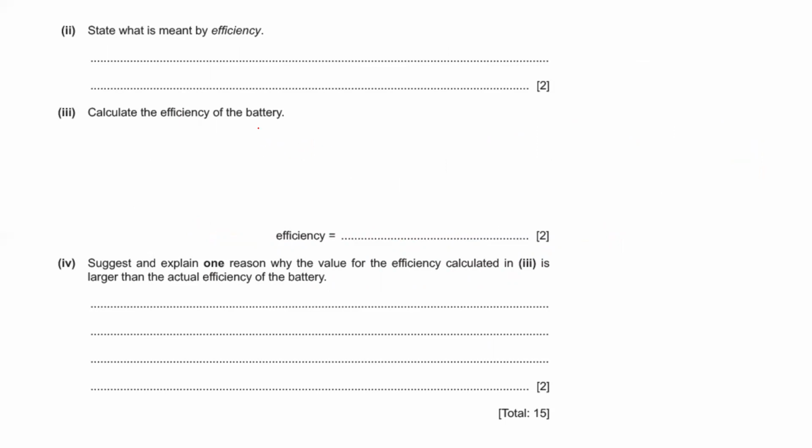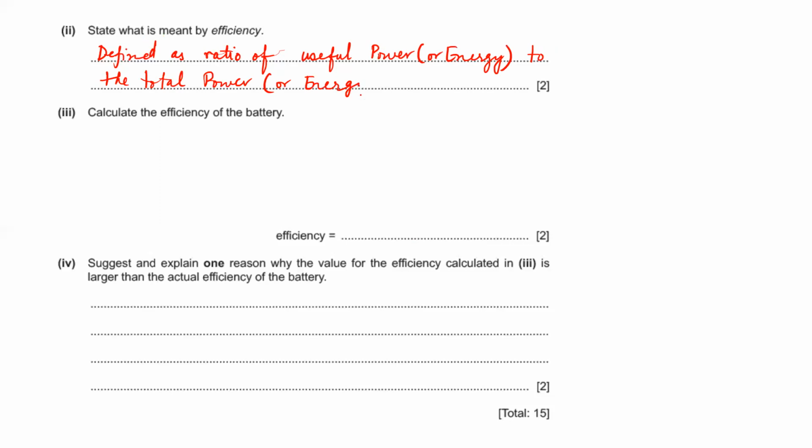Okay, so efficiency is basically defined as the ratio of useful power, or you can say energy, to the total power or energy. Okay, so efficiency is the ratio.